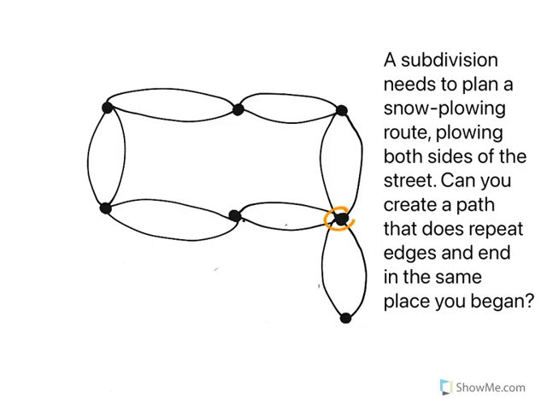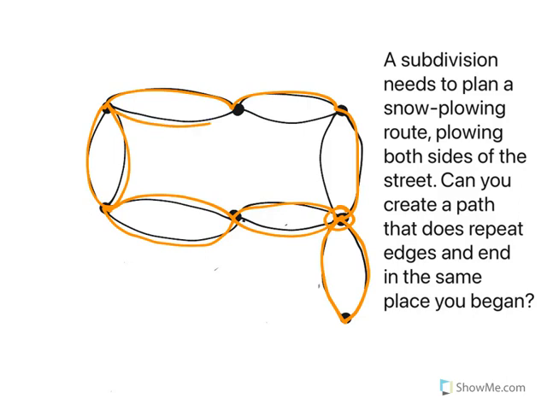So I want to start here at this vertex. If I come here, and then go around the entire subdivision on one side of the street, and then I can come back on the other side of the street, and I end up at the same place where I started. So you can see I don't repeat any edges, end up in the same place, and therefore by Euler's theorem, I can do all of the things, right? Euler circuit and Euler path.